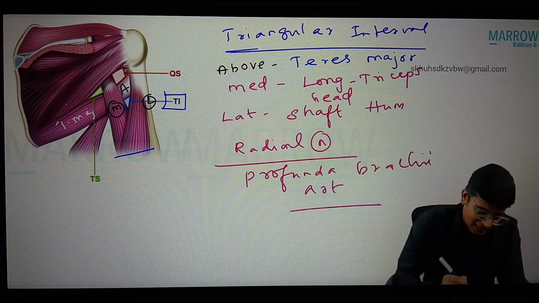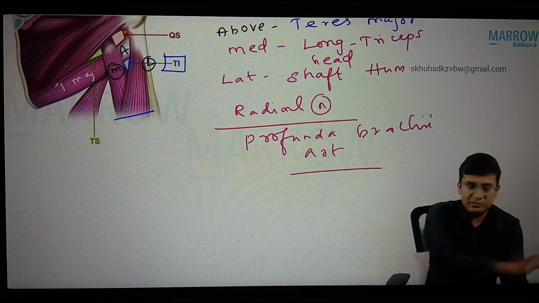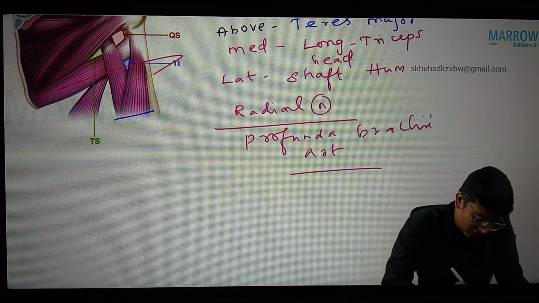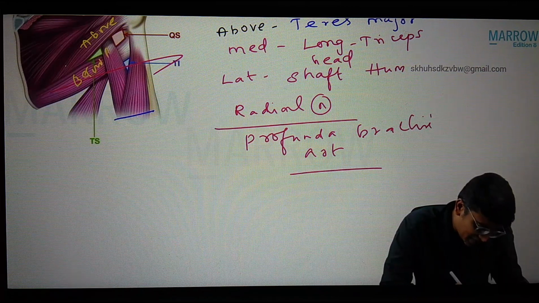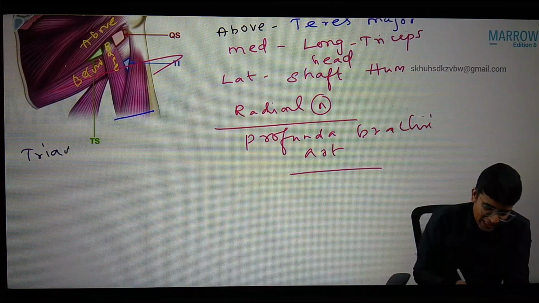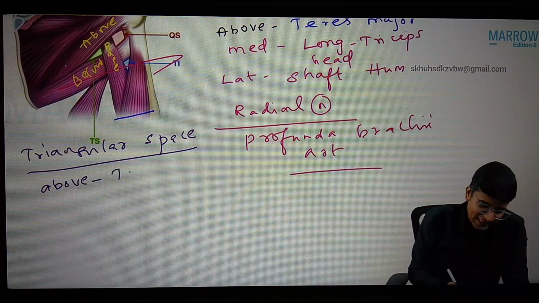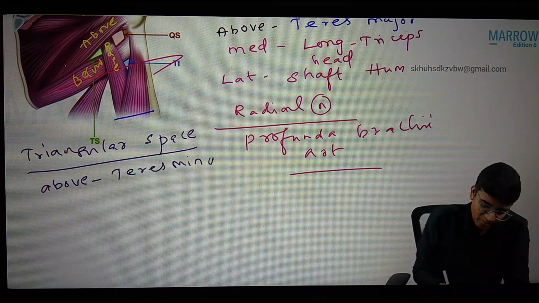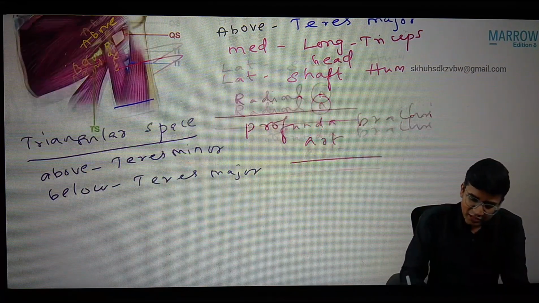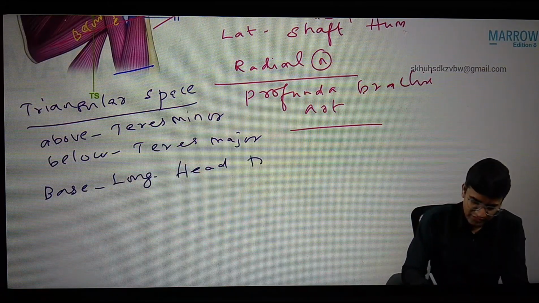Next, the triangular space. See the diagram. Triangular space is diagonally opposite. Again, this is above, this is below, and this is the base. TS means triangular space. Above, we have teres minor muscle. Below, teres major muscle. Now who is forming the base? Base is formed by long head of triceps. Very good.